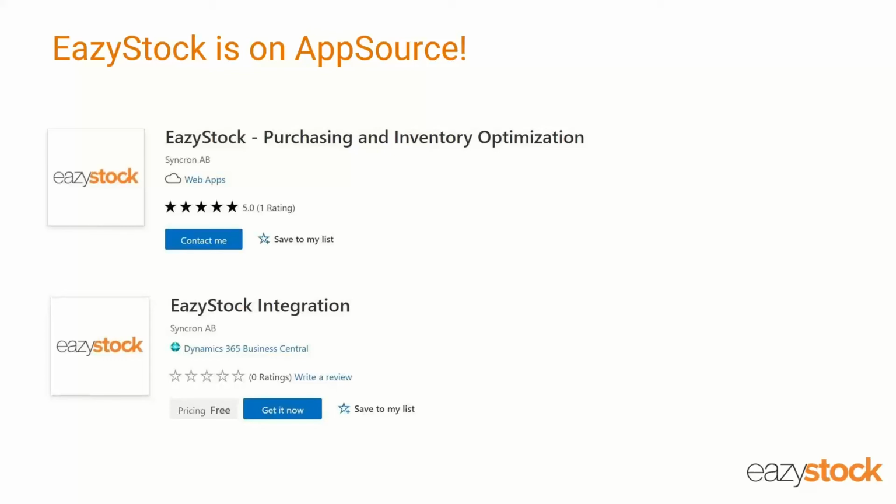For Business Central clients, you can download the connector directly from AppSource, and for the connector to work, of course, a signed annual subscription to EazyStock software needs to be in place. But you can also download the extension from within the Business Central environment.